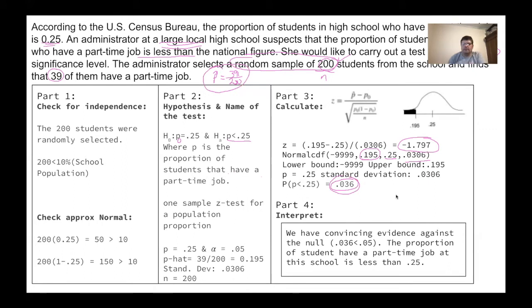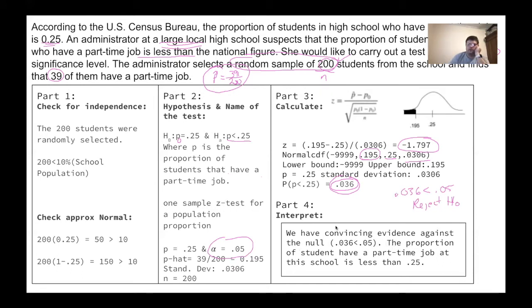And since that number 0.036 is less than 0.05, that is small enough. That means we reject the null. All right, and I know it's down there below, but because we have a p-value, a probability, we did an experiment, and the probability of our experiment is less than the threshold alpha, then we can reject the null. If the result of our probability was greater than 0.05, then we would fail to reject the null. But in this case, we have convincing evidence against the null.